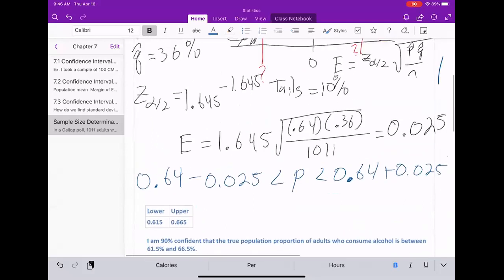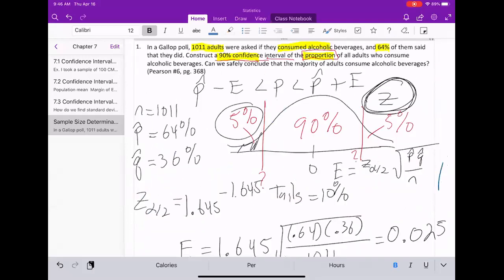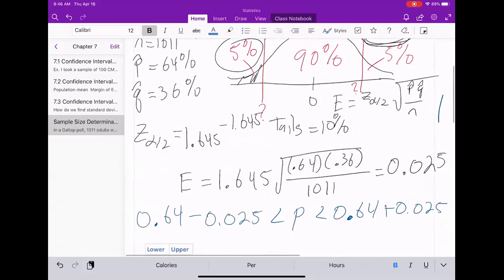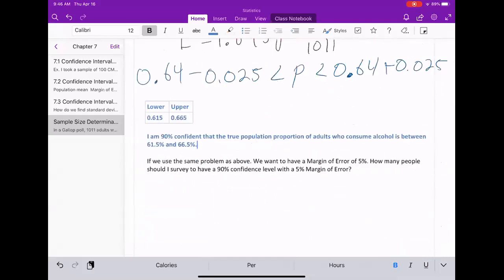Now, the problem in the book says, can we safely conclude that the majority of adults consume alcohol beverages? And this is where statistics gets a little more argumentative. We're confident that the true proportion of adults is somewhere between 61.5% and 66.5%. If you classify something higher than 50% as a majority, then maybe you can say yes. If you think that's too close to 50-50, and you would call a majority something higher than 75%, then you may say no.